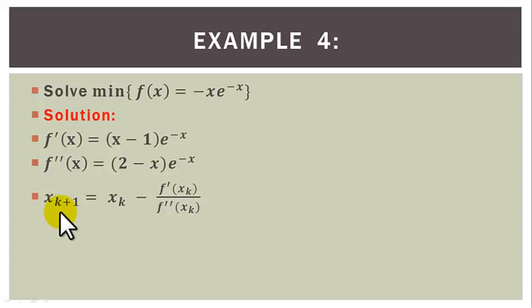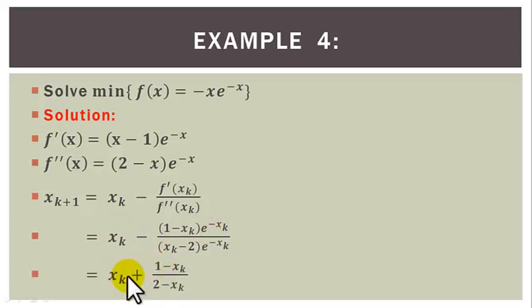We recall the sequence of trial solutions is generated by the formula xk plus 1 equal to xk minus f prime of xk divided by f prime prime of xk. This is equal to xk minus, putting in the expression for f prime of xk, which is this, divided by this. Clearly, e to the power minus xk will cancel here, so that xk minus this will give us xk plus 1 equal to xk plus (1 minus xk) divided by (2 minus xk).